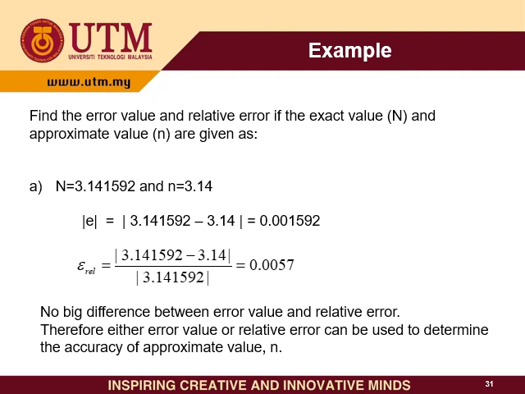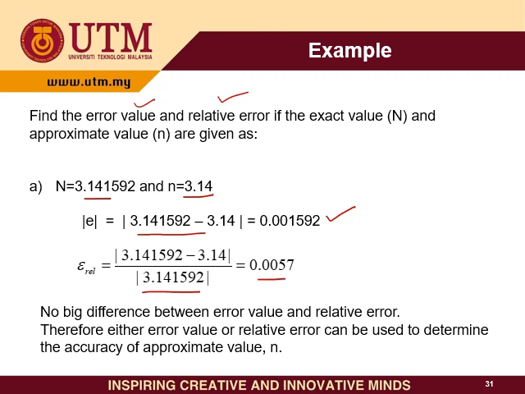Now, look at another example. Find the error value and relative error if the exact value and approximate value are given as follows. So this is the exact value, this is the approximate value. So they ask for the error value and relative error. In order to find the error value or absolute error, you can just do this equation, then you get your answer. For relative error, you need to divide by your true value. So you get your relative error.